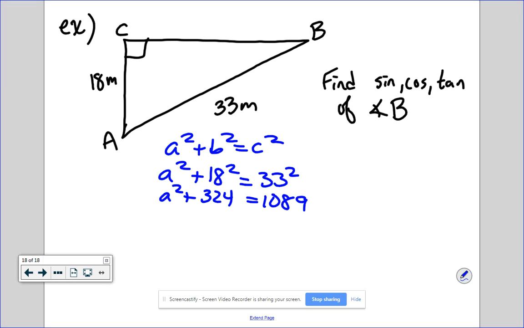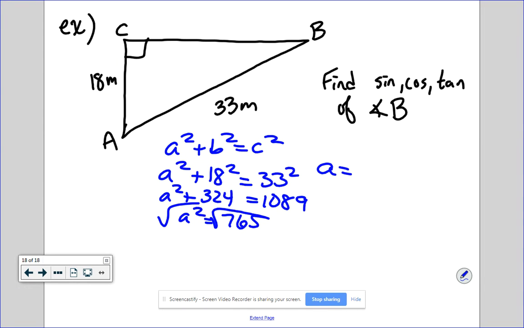What do I do next? Subtract 324. So A squared is 765. How do I find just A? Take the square root. Now, let's see, is it a whole number? Hoping it is.